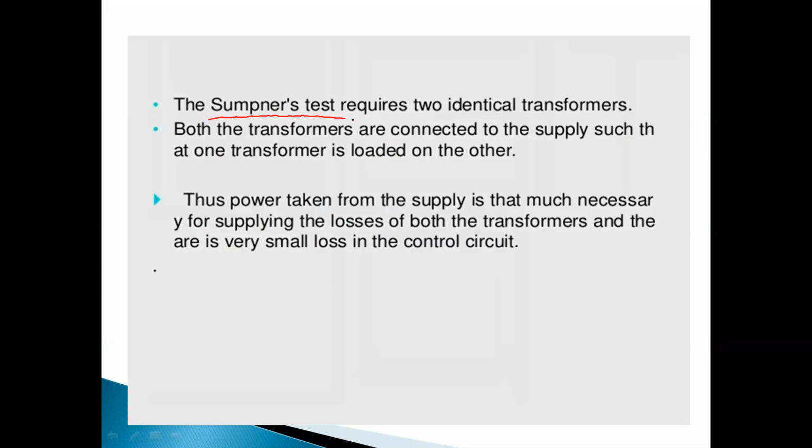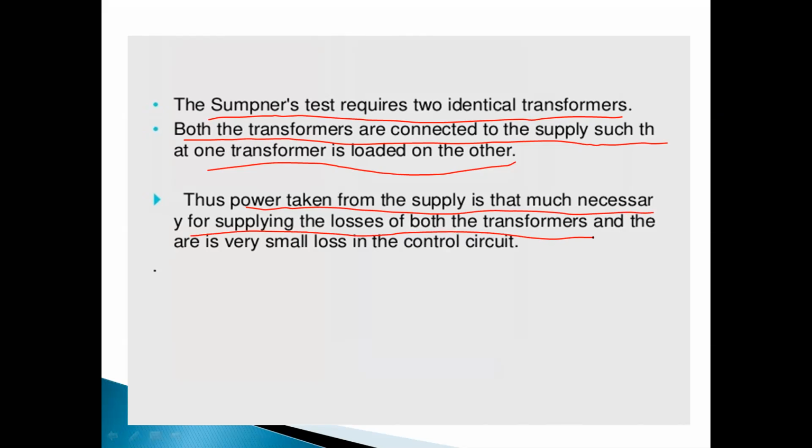The Sumpner's test requires two identical transformers. Both transformers are connected to the supply so that one transformer is loaded by the other. That means one transformer acts as a load for the second transformer. In Sumpner's test, the power taken from the supply is only what is necessary for supplying the losses of both transformers. That means the two transformers take power from the source only to meet the losses in the two transformers.